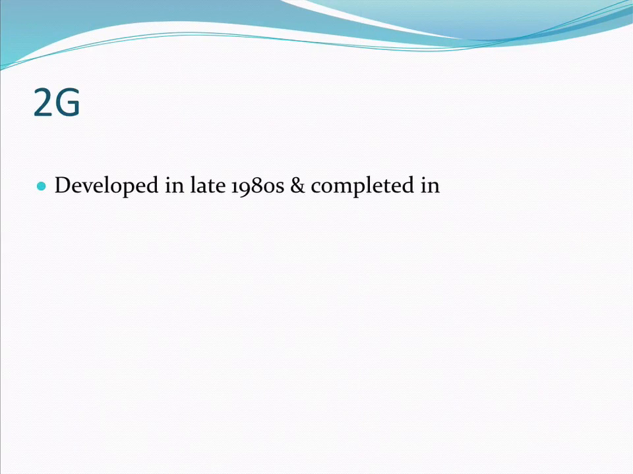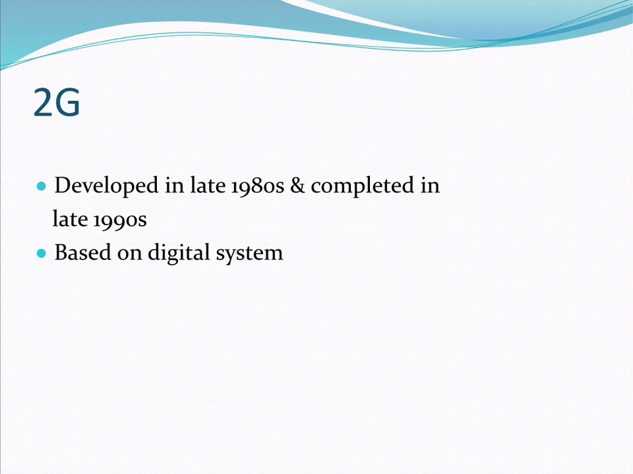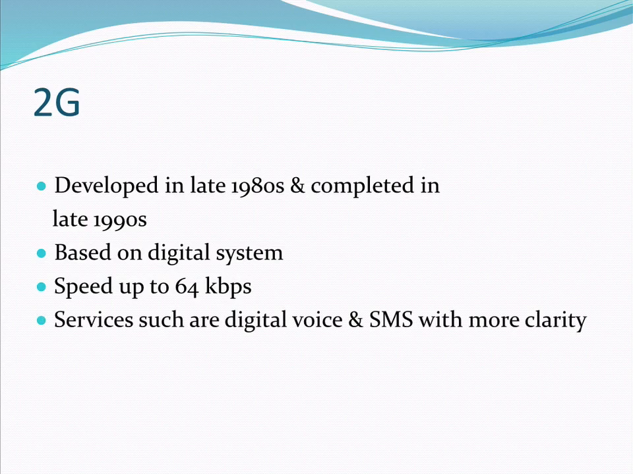And now we'll go to 2G technology. It was developed in the late 1980s and completed in the late 1990s, and it was based on a digital system. Only first generation was based on analog system, but from the second generation the digital system took place. Now its speed is 64 kbps. It can provide services like digital voice and SMS with more clarity. Like voice SMS you can send, and you can send SMS also.